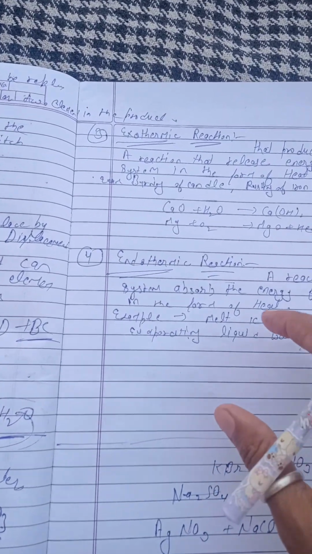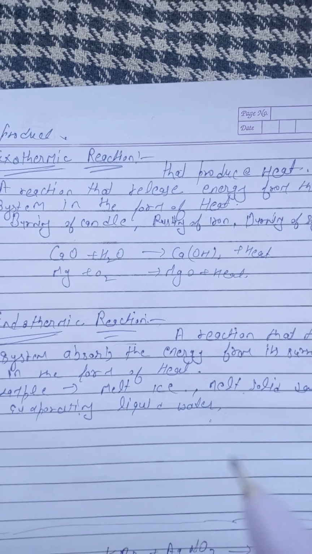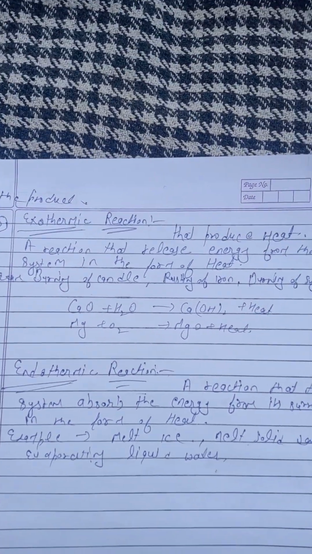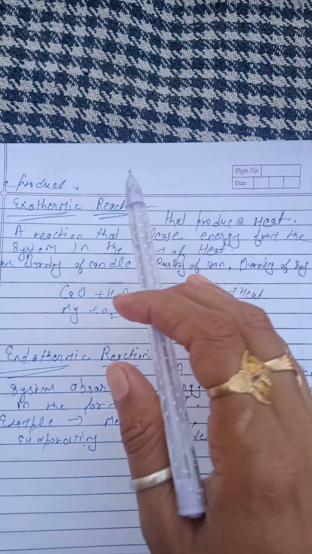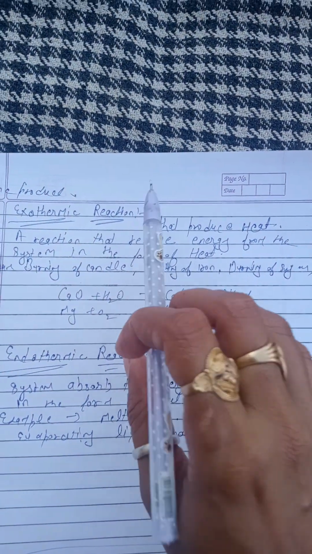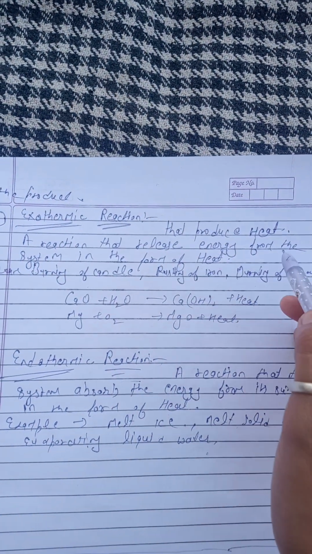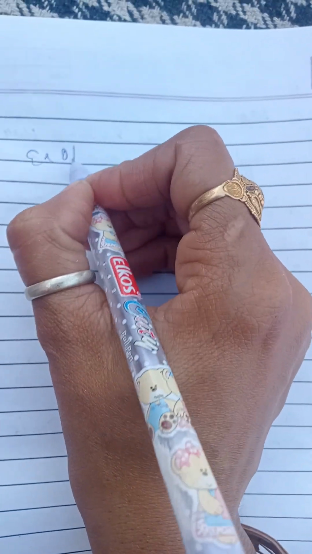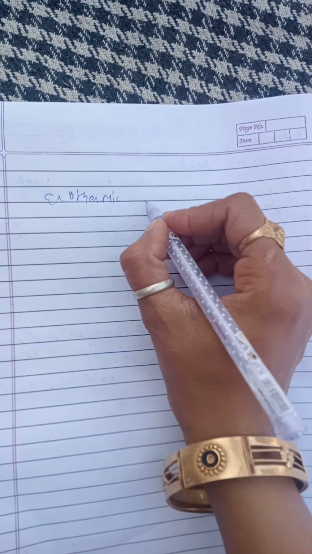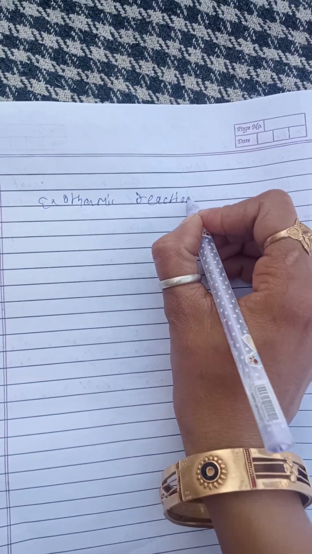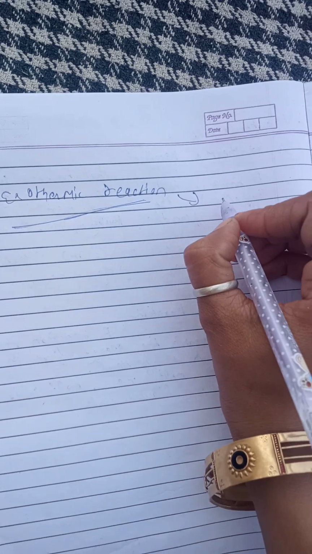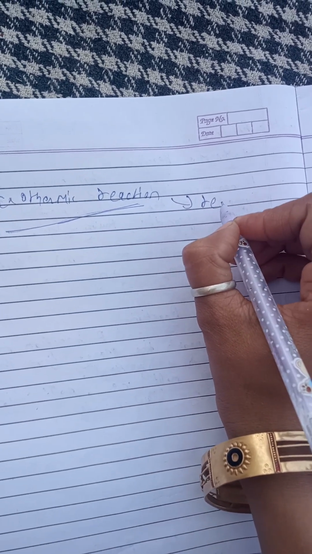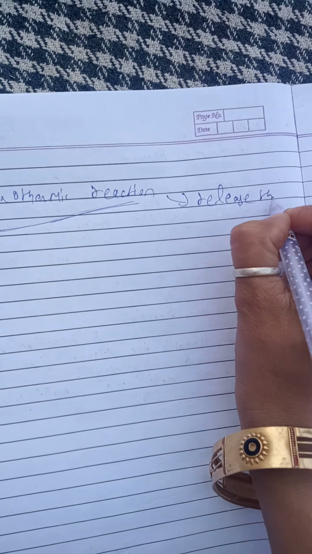Now we will discuss the exothermic reaction and the endothermic reaction. An exothermic reaction is a reaction that releases energy from the system in the form of heat. Exothermic reactions are those reactions which release heat.